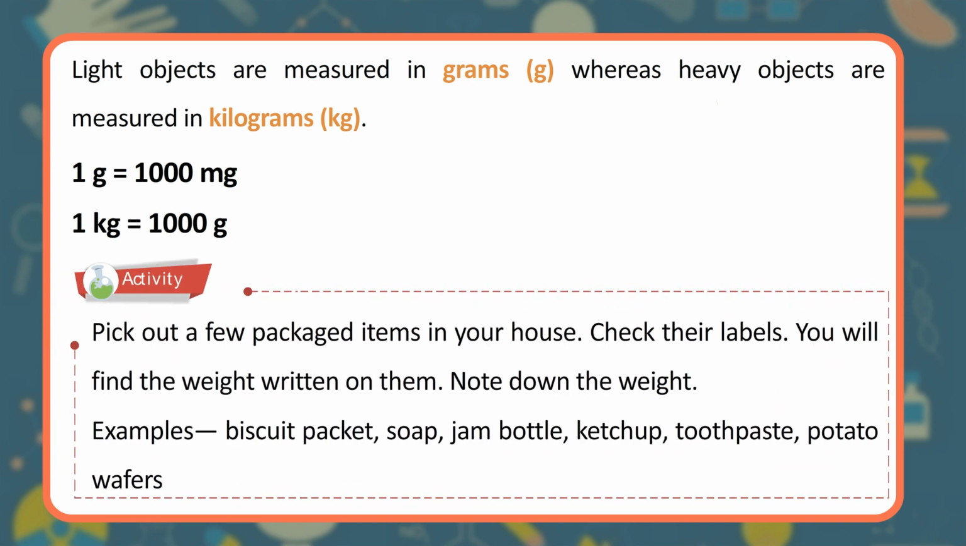Activity. Pick out a few packaged items in your house. Check their labels. You will find the weight written on them. Note down the weight. Examples: biscuit packet, soap, jam bottle, ketchup, toothpaste, potato wafers.